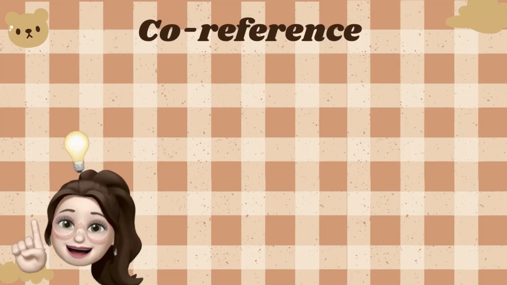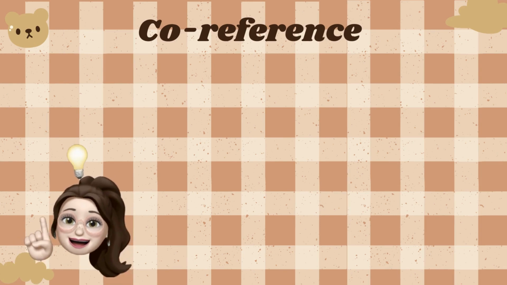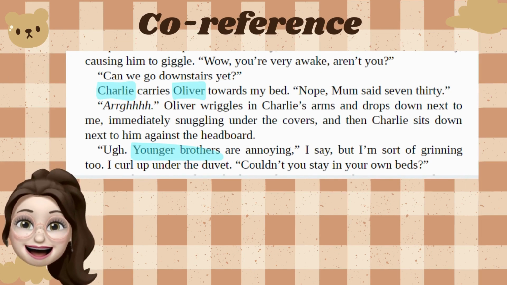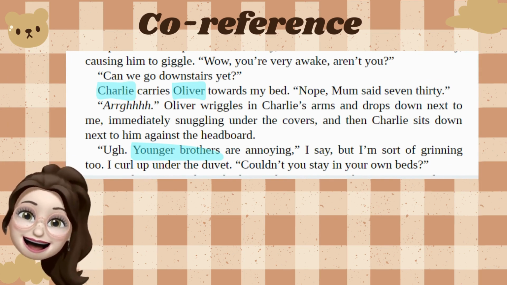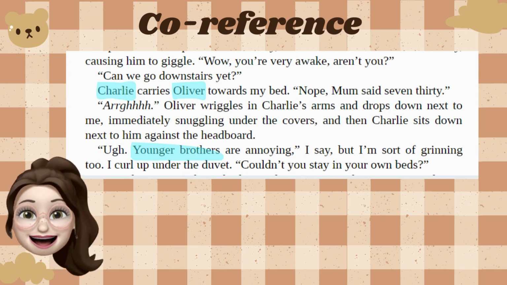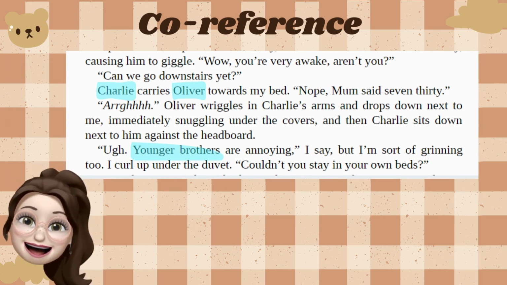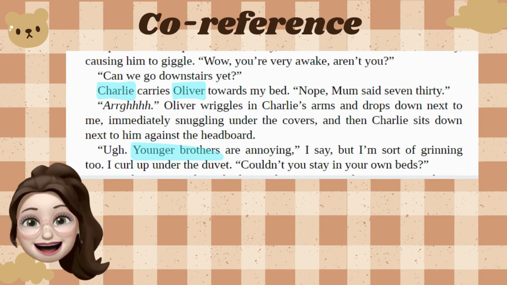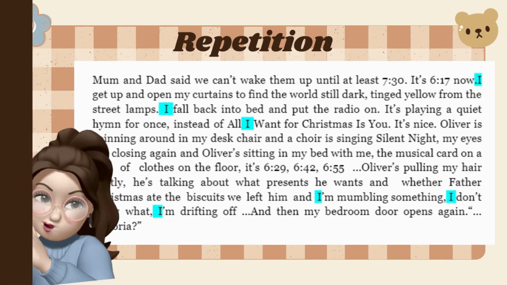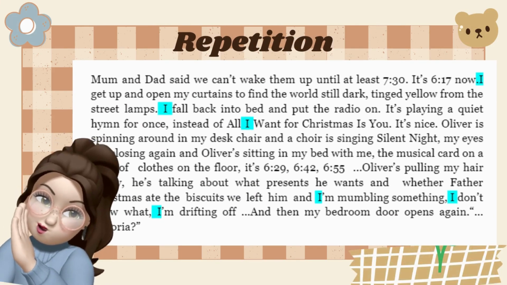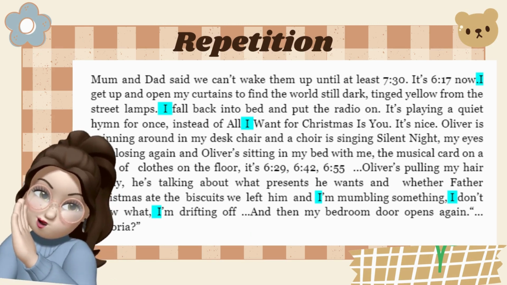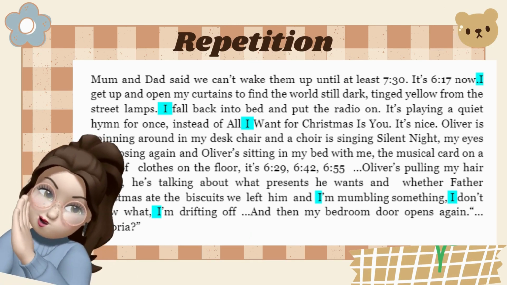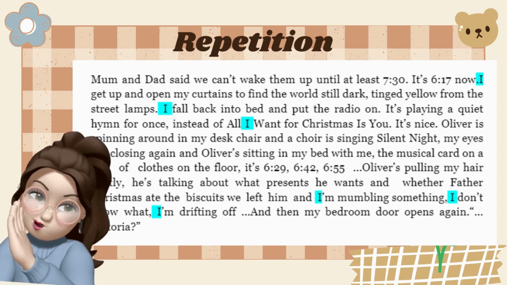Then we have co-reference, which is the use of two linguistic expressions to refer to an element previously mentioned. In this example, the units Charlie and Oliver are replaced later by the expression "young brothers." In addition, by the context, the reader can infer that the author is referring to them as siblings. And the use of repetition is also present in this text. For instance, the repetition of the unit "I," which is used to emphasize the first-person narrator in this story.